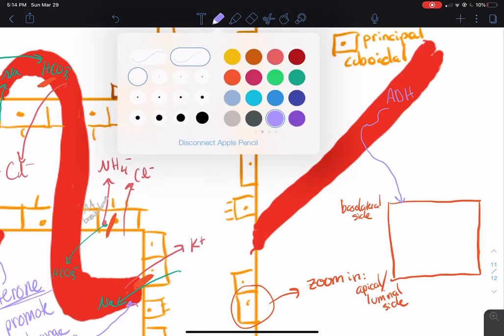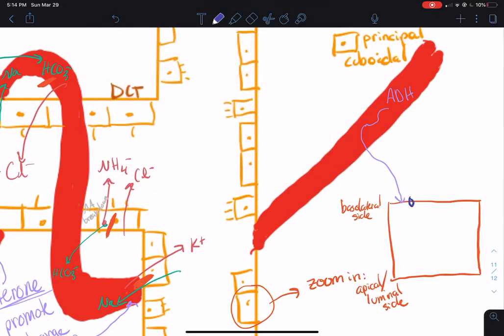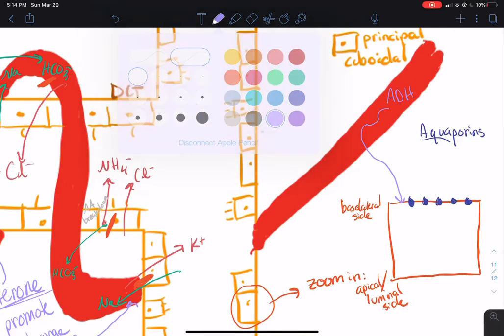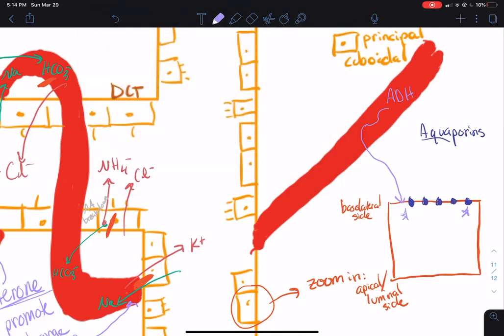cells. Waiting for ADH on the basolateral side are going to be these very specialized water channels, and these water channels are called aquaporins, which is a beautiful name. Aqua referring to water, porins because they literally turn into pores. And ADH will tell those aquaporins once they're activated, hey, you're needed.